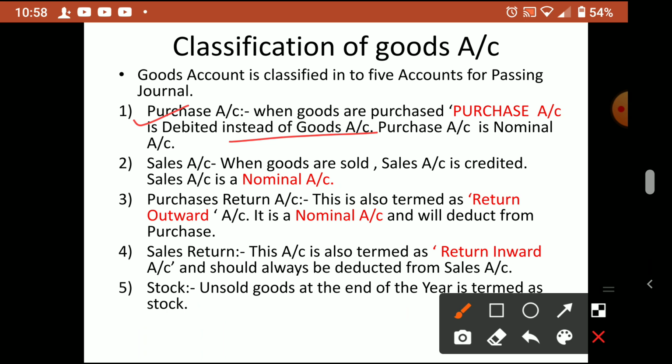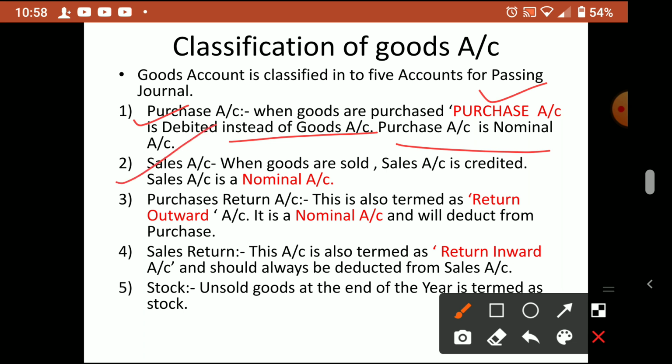So already I told you, when you purchase goods, if the question says purchase the goods, which account you have to open? Purchase account you have to open. Don't open goods account. If you write goods, it is wrong. So purchase account is what? Nominal account means expense account. Debit all expenses. So purchase will be debited because purchase is an expense for the firm. When you purchase, you are spending money. That is expense for the business. So you have to debit it.